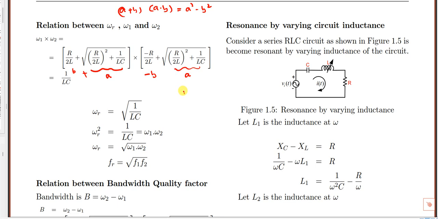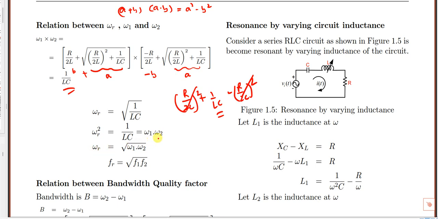A square means we will get R by 2L, then 1 by LC. This entire thing is in this. That square means this square will get cancelled. Minus b square. B square is nothing but R by 2L whole square. Now this will get cancelled. We are left with 1 by LC. So we will get 1 by LC. But 1 by LC is nothing but omega r square. So omega r is equal to root of omega 1 omega 2.